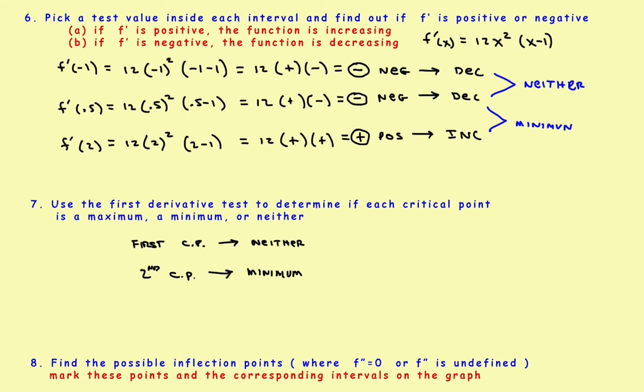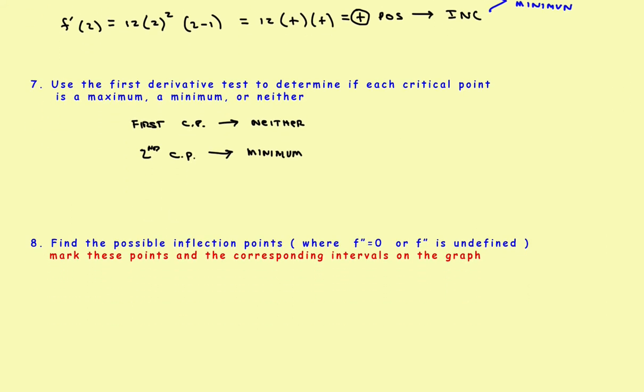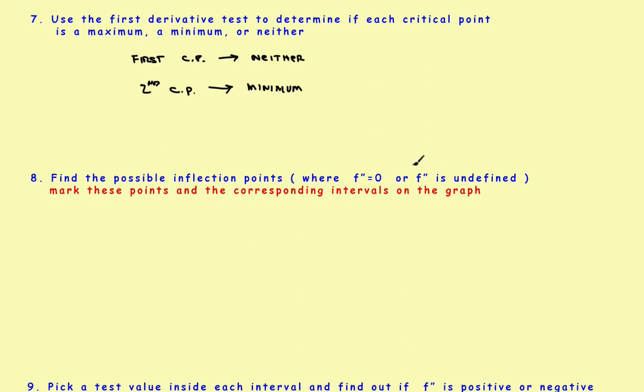Okay, now just a reminder, the inflection points occur where either the first derivative is equal to 0 or the first derivative is undefined. So what we'll do is take the second derivative. We'll take the second derivative, set it equal to 0, and use that to find the inflection points. Now, just a reminder of what each one of these things are. Let's just write it down here again.